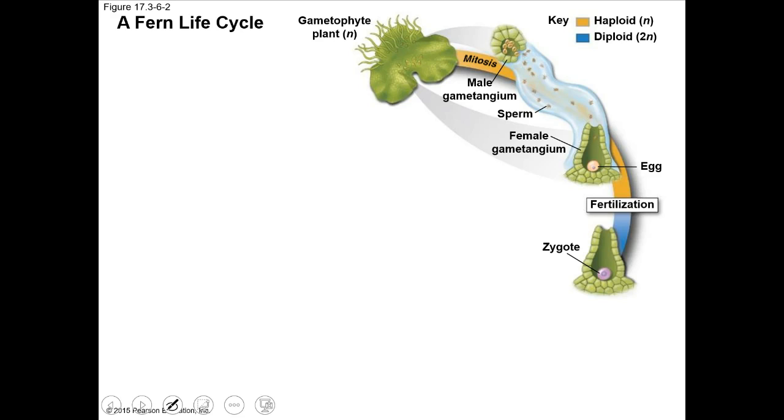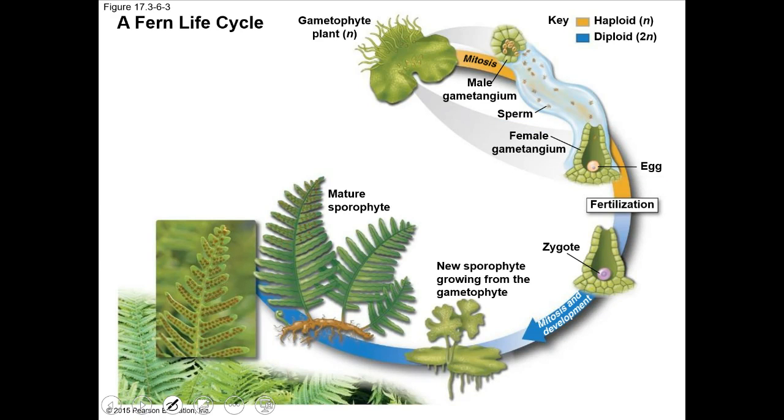When that happens, we have a 1N egg plus a 1N sperm. They'll fuse together to make a zygote. That zygote will then grow and develop through mitosis. Again, that's going from 2N to 2N, so we're preserving the amount of genetic material with mitosis. We get a whole big frond that comes out of these things. So these are our mature sporophytes, or spore producers.